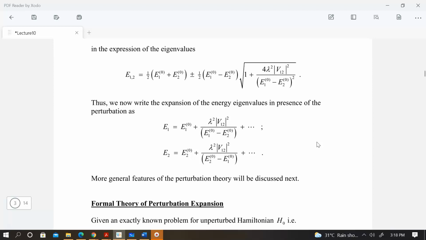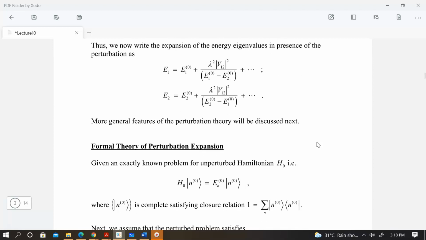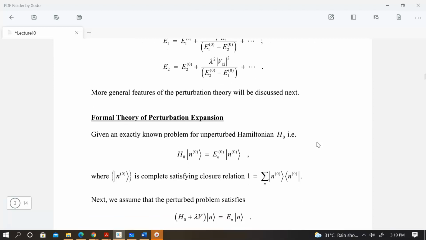But you can see sometimes you don't really have that two-dimensionality of the Hilbert space. Then one needs to be a bit more general in this particular case. So that's the next thing that we want to do.